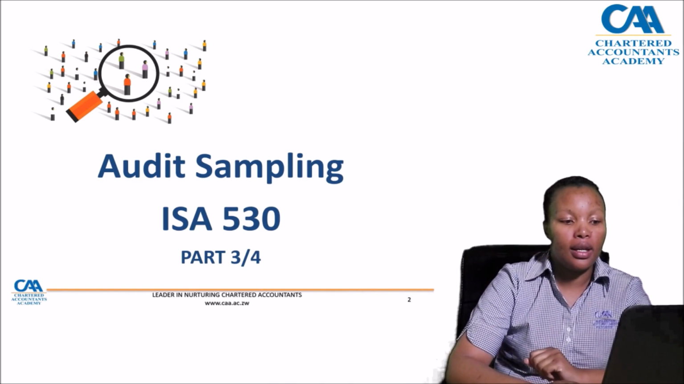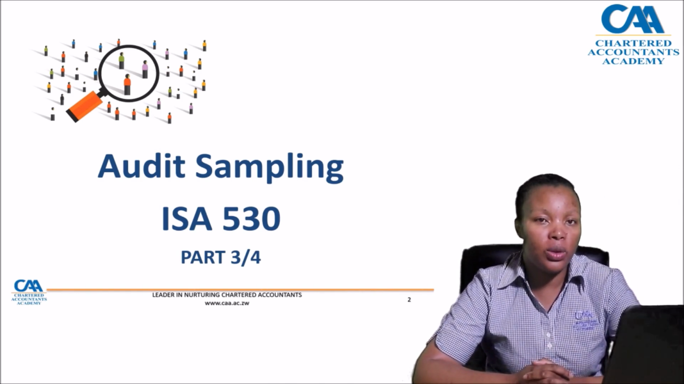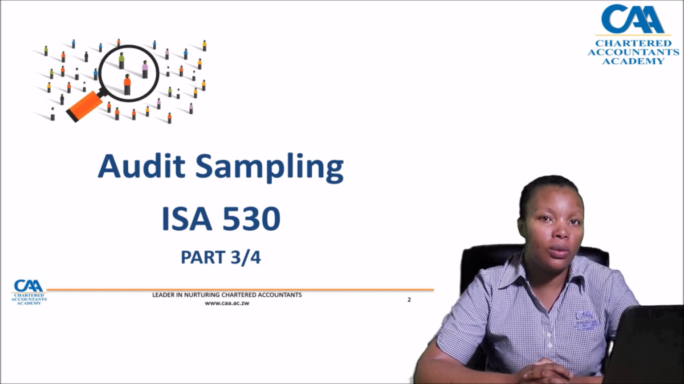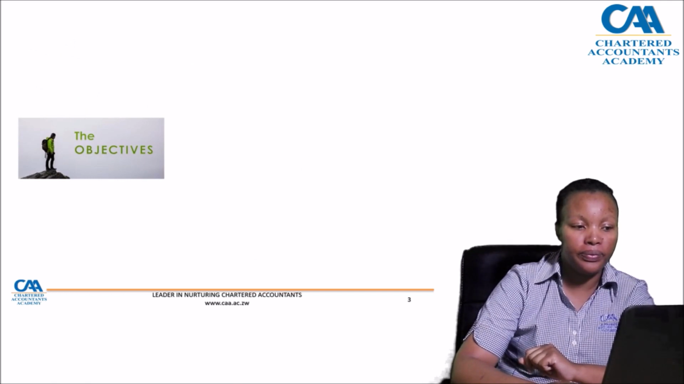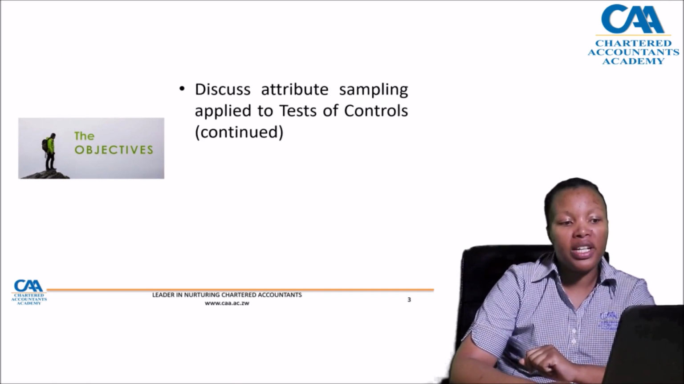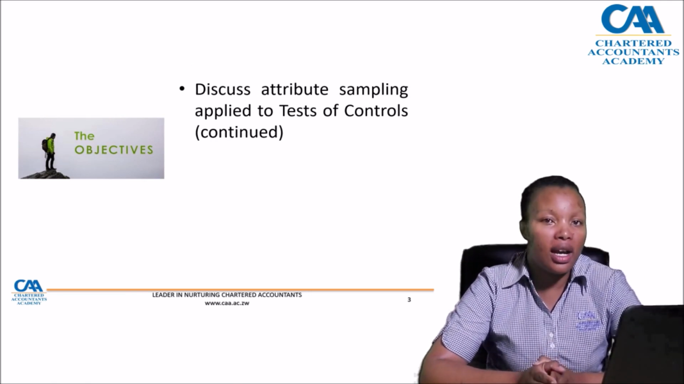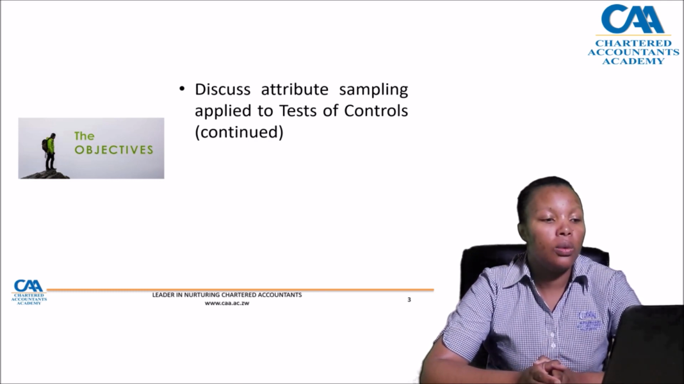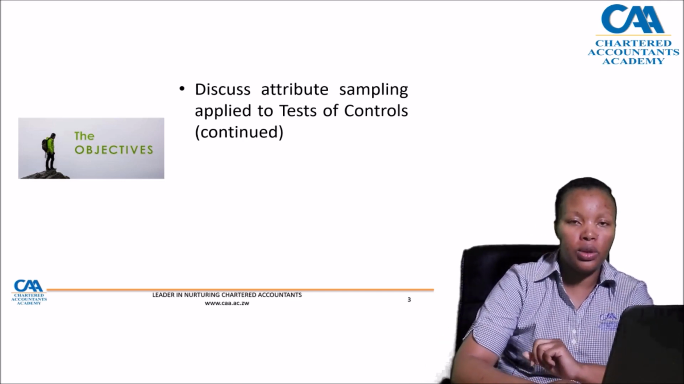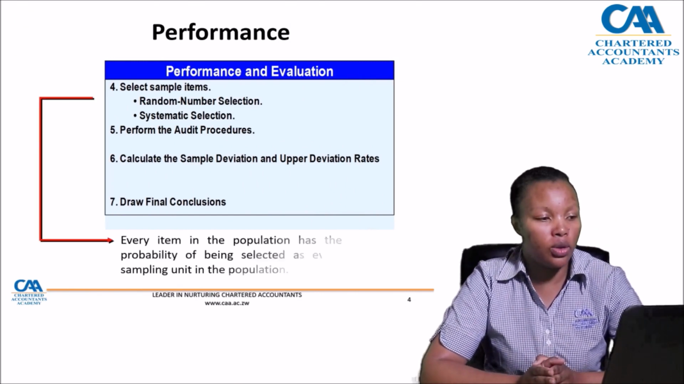lectures. This is video number 3 of 4 videos, and we'll be focusing on audit sampling as governed by ISA 530. Our objectives in this session are to continue with the discussion that we're having in part 2 of the lecture, which is to continue discussing audit sampling applied to test of controls. Attribute sampling applied to test of controls.